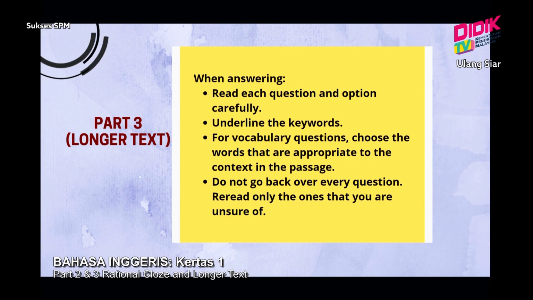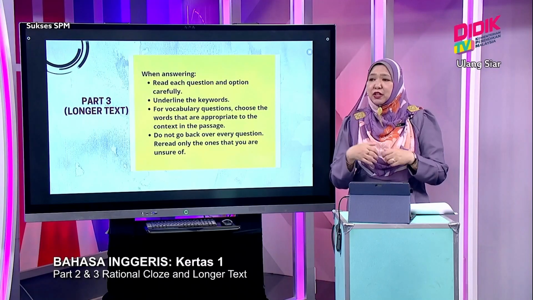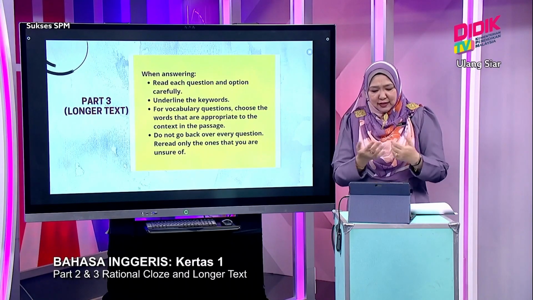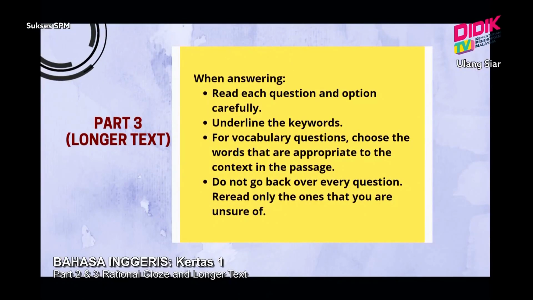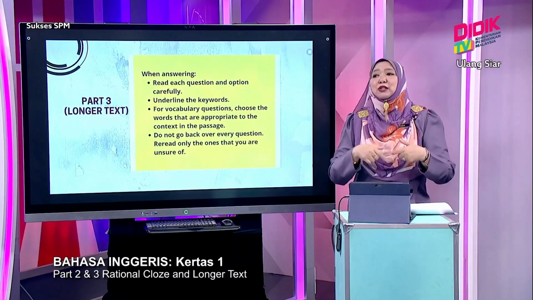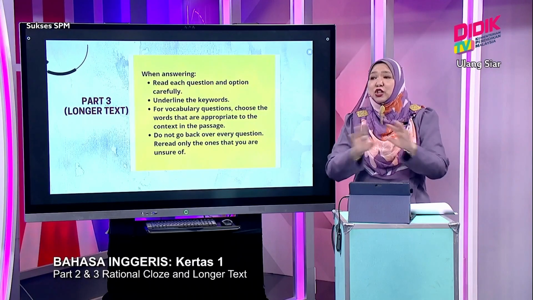For vocabulary questions, choose the words that are appropriate to the context in the passage. Sometimes there are vocabulary questions, sometimes we don't have vocabulary questions. Next, do not go back over every question. Reread only the ones that you are unsure of, like the elimination process. If you are unsure, then you go back to that question only, not all.